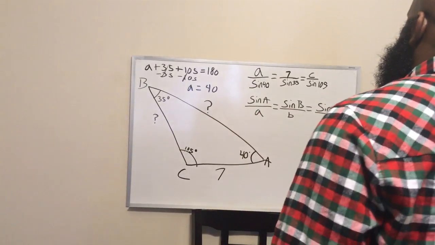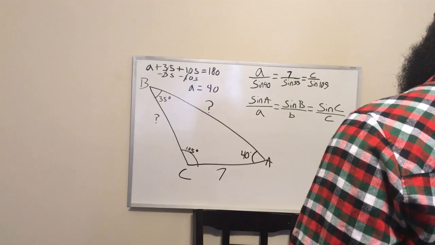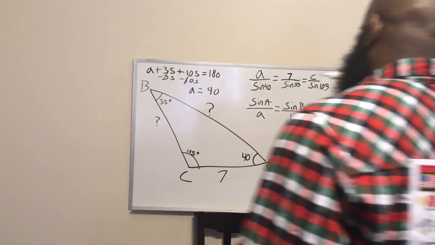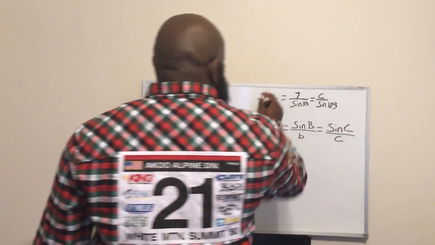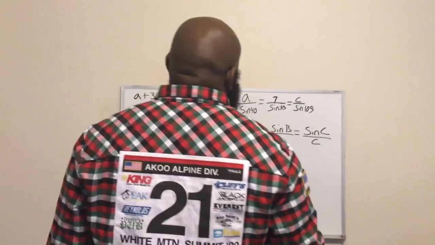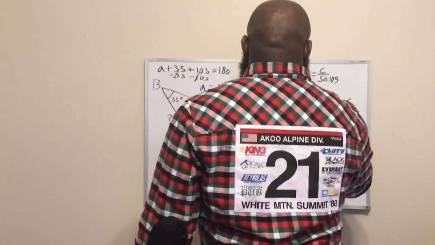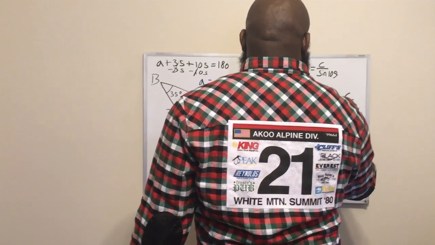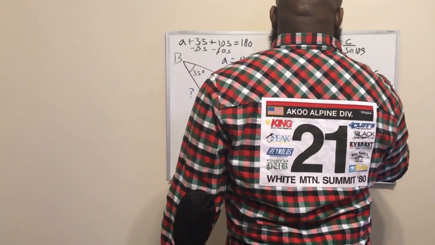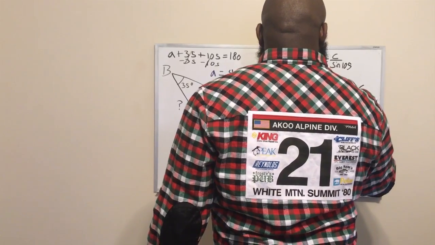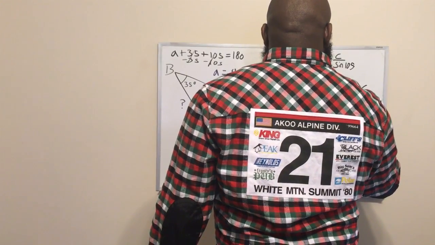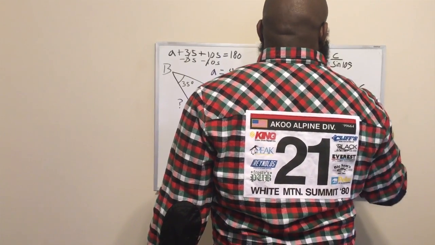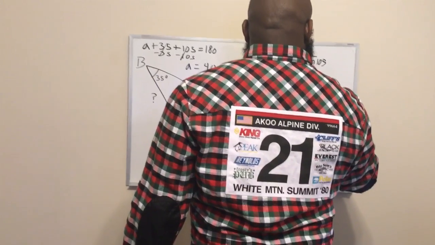So let's take a look here. Which one do we want to do first? Let's say we want to solve for A first. Let's get A by itself. A equals 7 over sine 35 times sine 40.